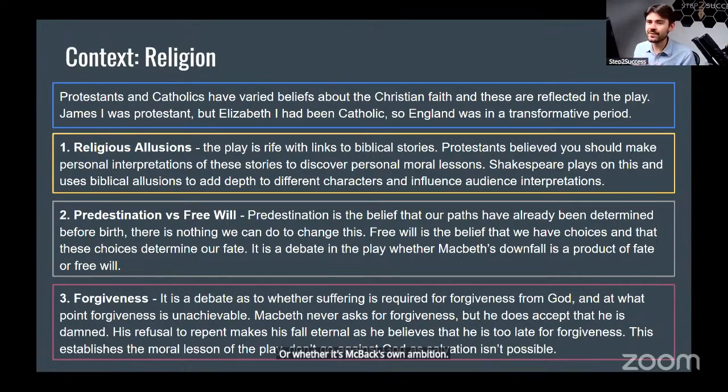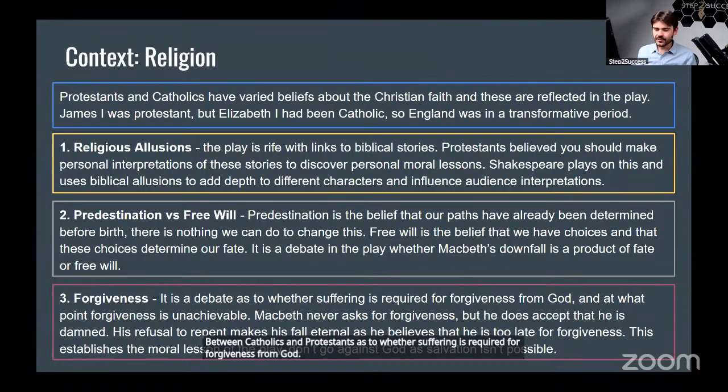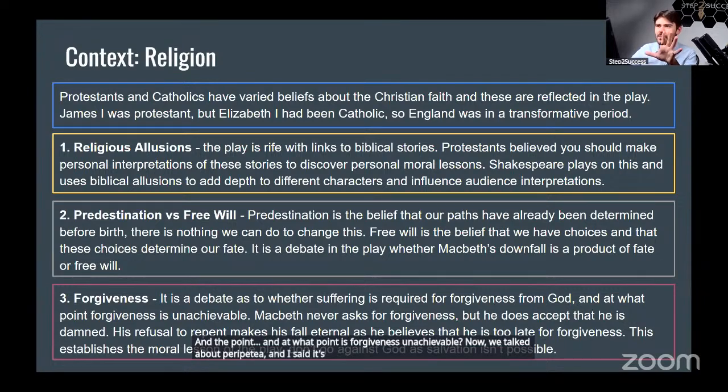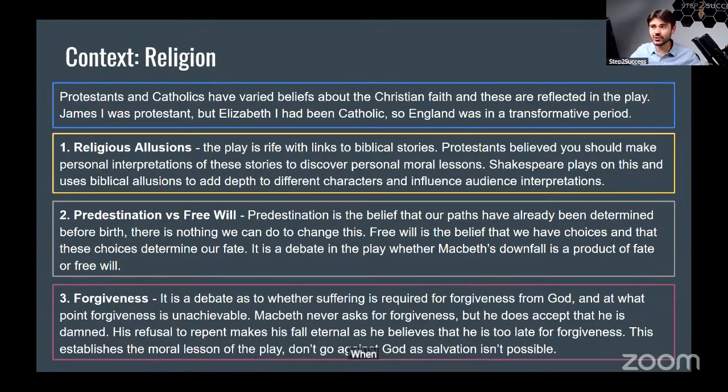And then this idea of forgiveness. There's a debate between Catholics and Protestants as to whether suffering is required for forgiveness from God. And at what point is forgiveness unachievable? Now, we talked about peripeteia, and I said there's debate as to where it comes in the play. I personally, and many critics, think it is Act 3, Scene 4, when Macbeth sees Banquo's ghost.